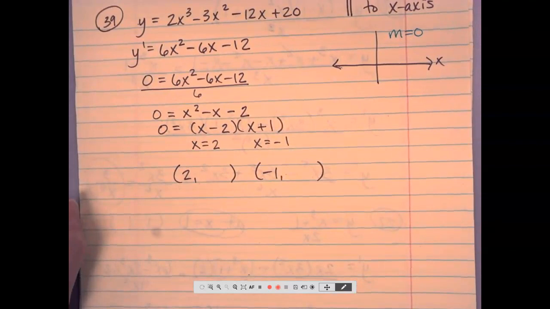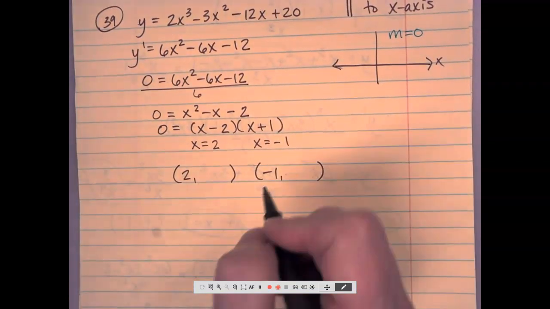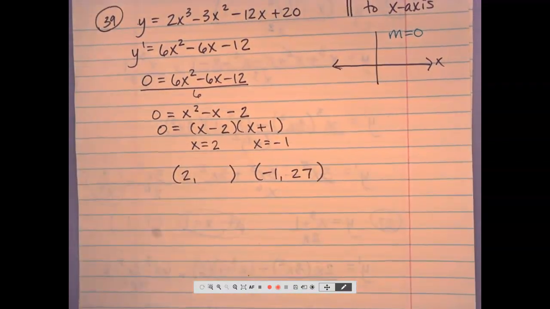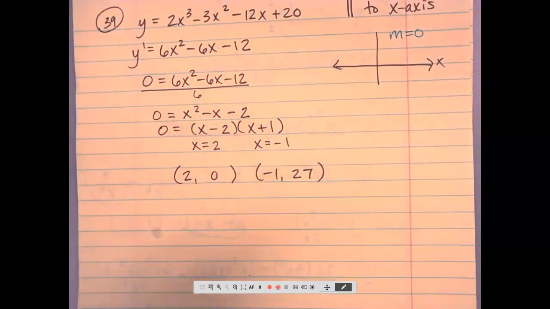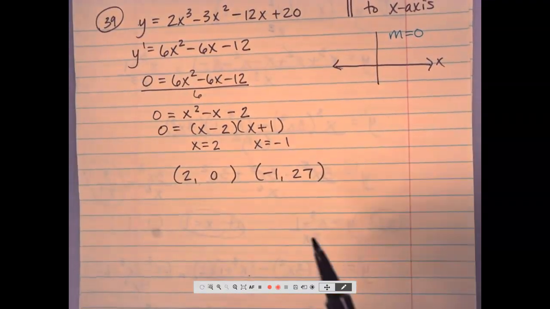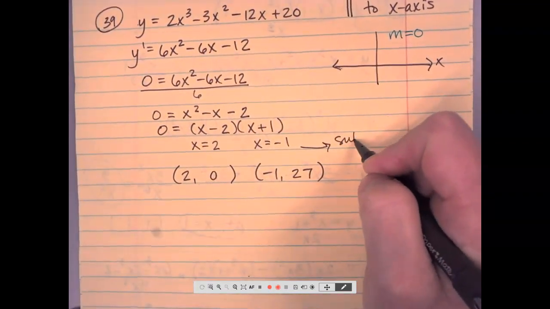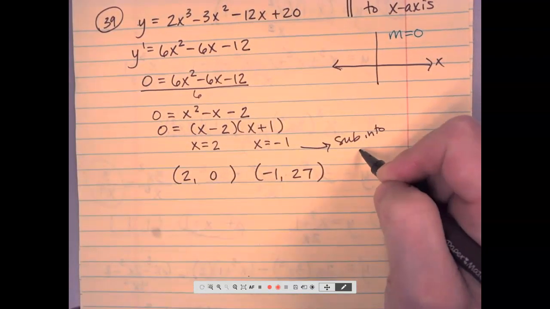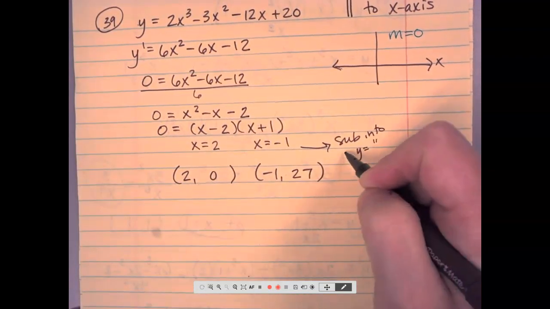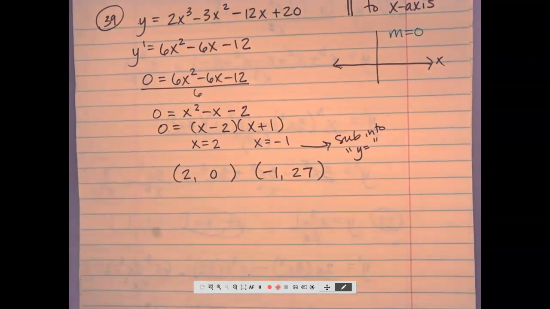Okay, what do I substitute those into? Original function. And I'm going to just tell you what my book has, and you'll tell me if this is what you got. 27 and 0. Okay, so that's just subbing into the original, sub into y equals, not the derivative. Okay, are we good? Am I going too fast? Okay.